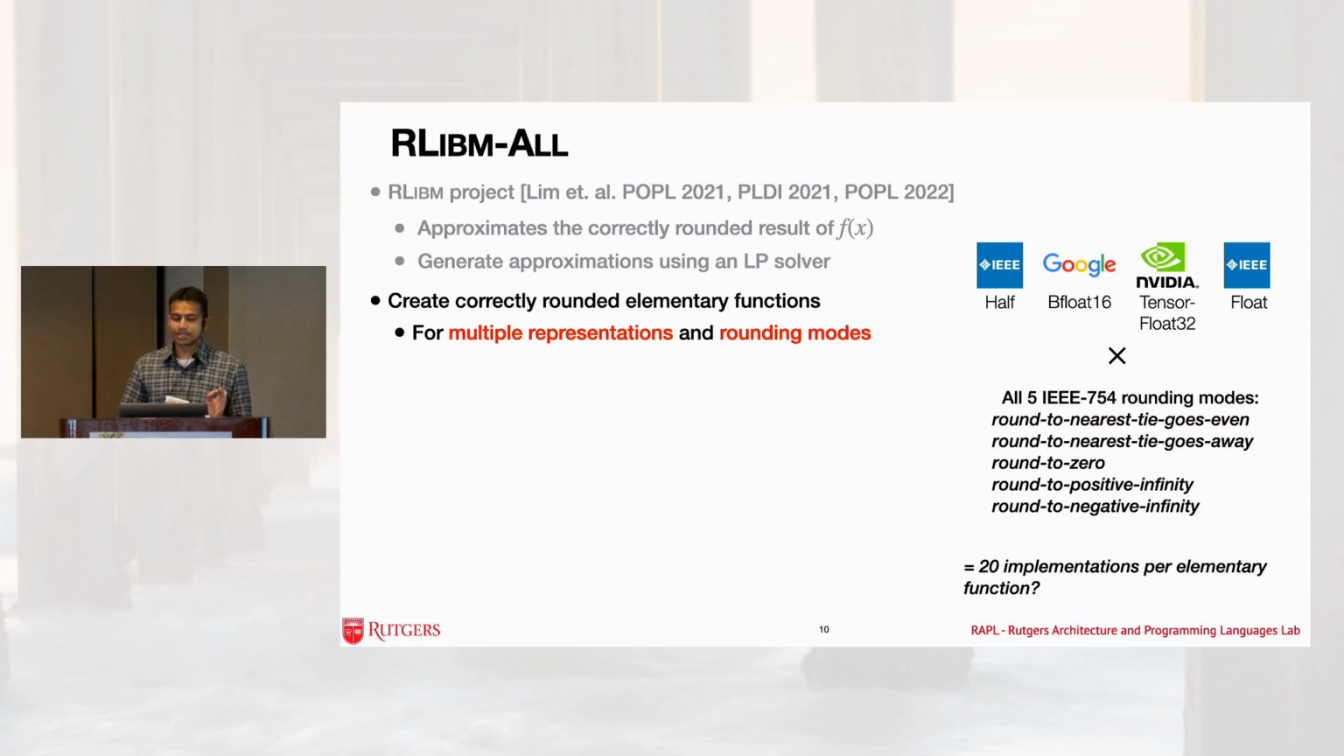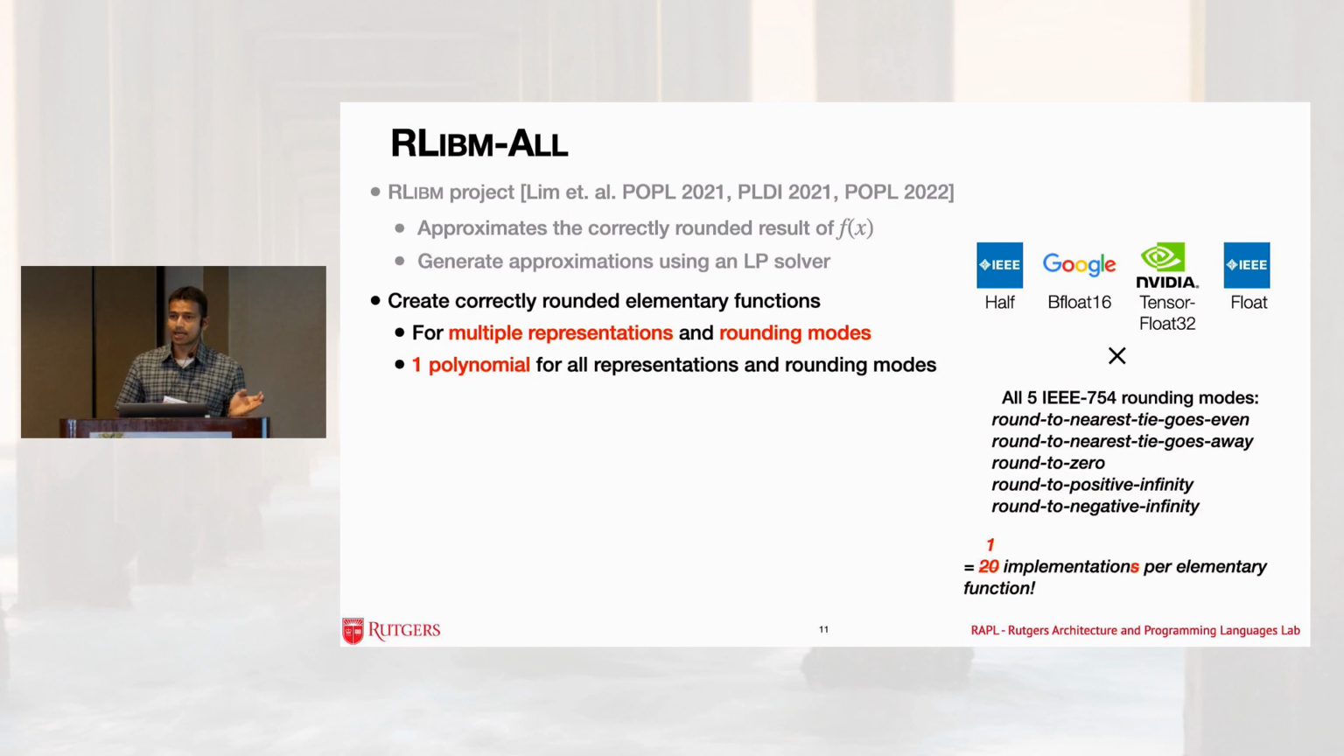Generating an implementation for each representation and rounding mode would be quite cumbersome. For example, the 4 representations shown here, along with the 5 rounding modes in the IEEE standard, would lead to 20 implementations per elementary function.